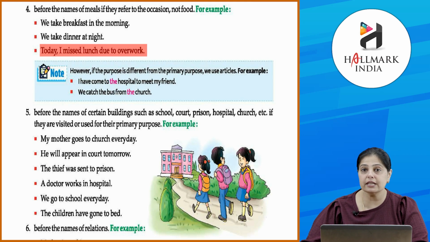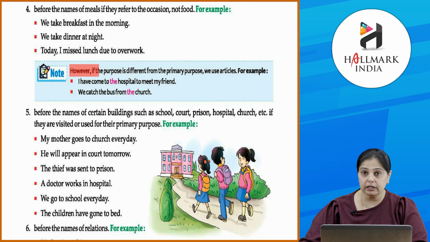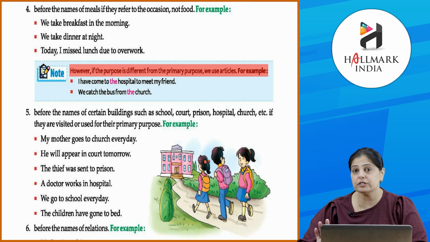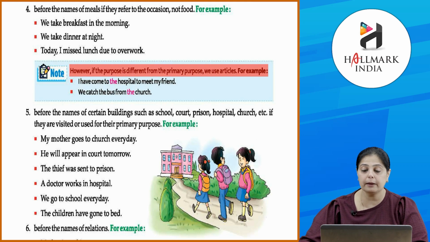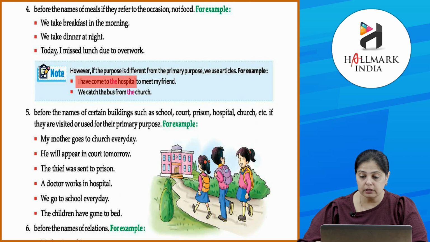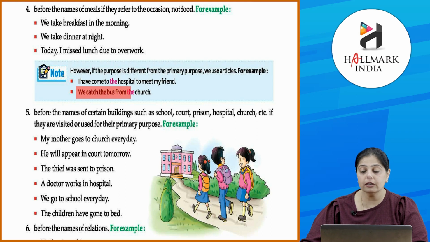तो हम लोग we don't say we take the breakfast or we take the dinner or we take the lunch. Okay, we just say we take breakfast, we take dinner, or we take lunch, okay, or we missed lunch in this case. All right. However, okay, now let's look at this note. It says, however, if the purpose is different from the primary purpose. अगर primary purpose जो है उससे that purpose is totally different. Like we use articles. For example, I have come to the hospital to meet my friend. Okay, we catch the bus from the church. So here the purpose is different. That is why we are using the article.